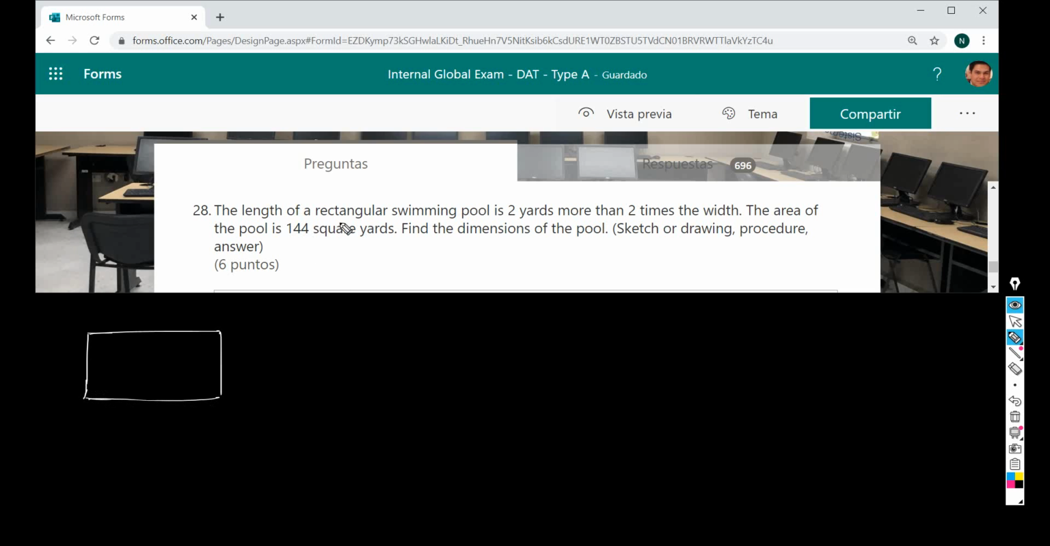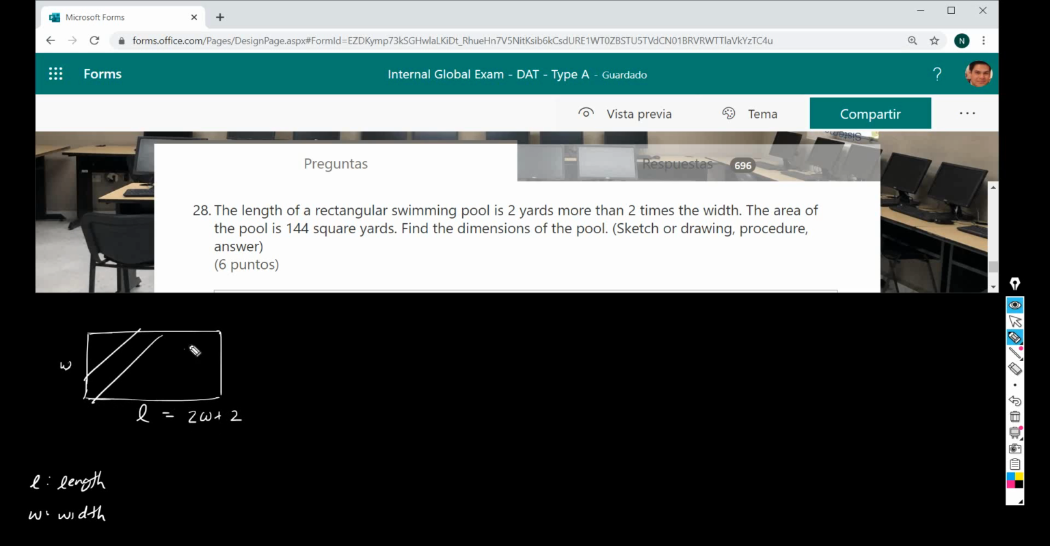Okay, and they tell you that the length, let's suppose that this is the length, and this is the width, like that. And you should have written L for length, and W for width. Remember, you have to always declare your variables. And they tell you that the length is 2 yards more than 2 times the width, and that's expressed in this way: two yards more than 2 times the width, like that.